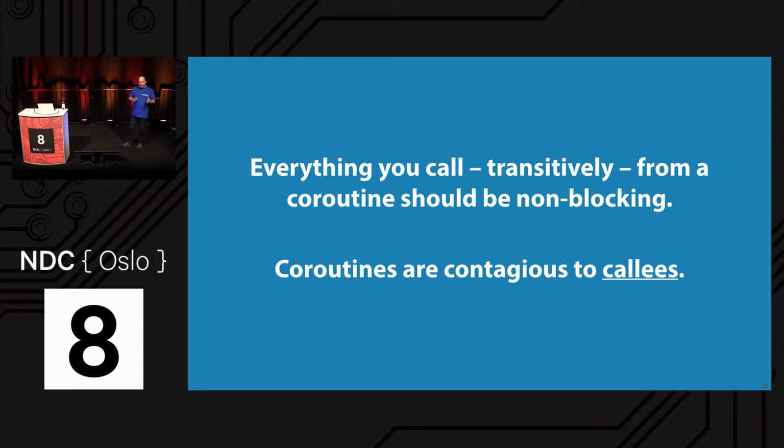So there's a guideline here, which is that essentially everything you call transitively from a coroutine needs to be non-blocking. That doesn't necessarily mean it needs to be another coroutine. It could be non-blocking in other ways, by using threading, for example, but it mustn't block. Okay? So essentially, coroutines in these kind of programs are contagious to callees. If you are a coroutine, the things you call should probably also be coroutines, or at least non-blocking.